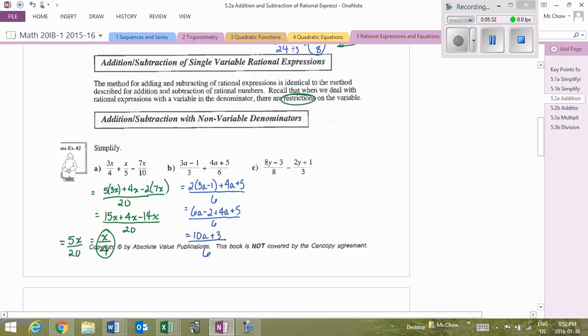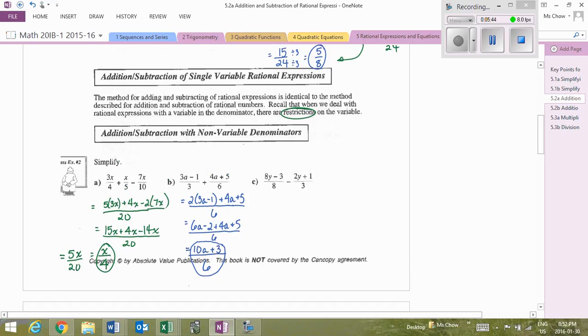And now we're looking at this binomial. Is there a common factor? Can I factor it? No, and therefore that is my final answer, and no restrictions, no variable in the denominator. So last one, common denominator of 24. So then we'll look at having common denominator of 24.